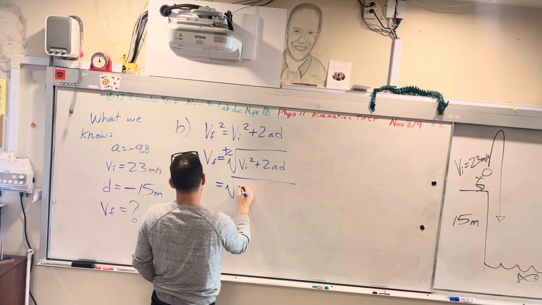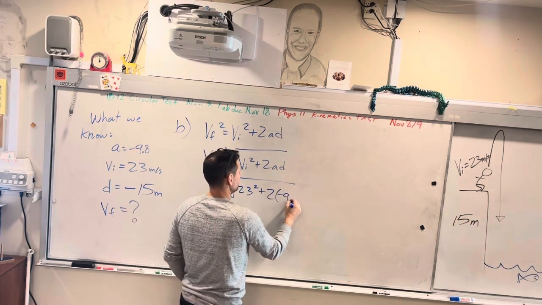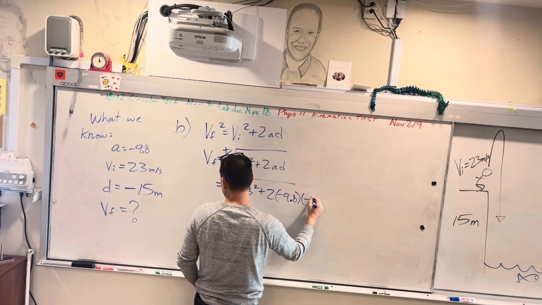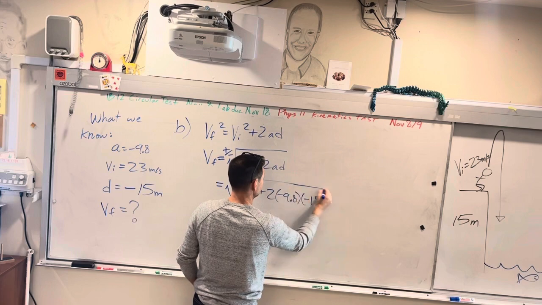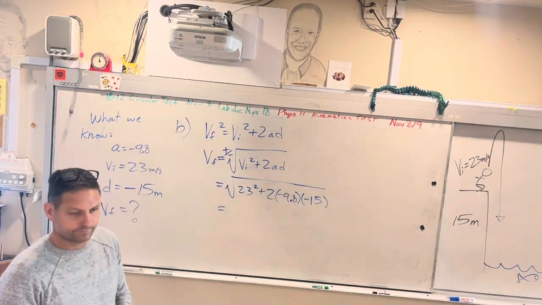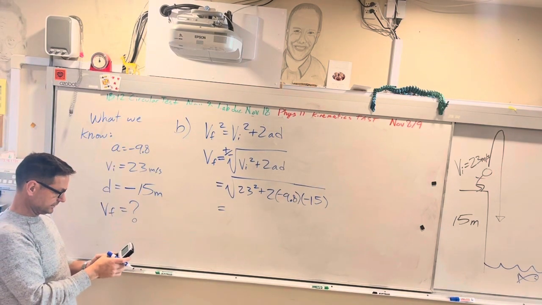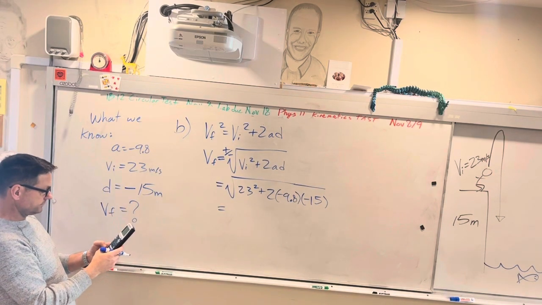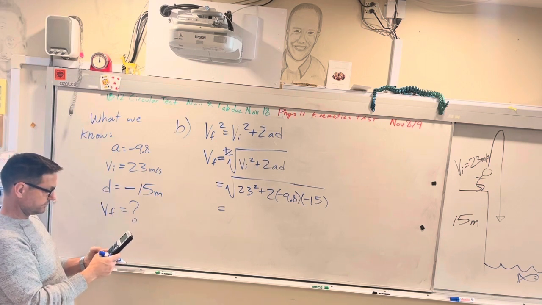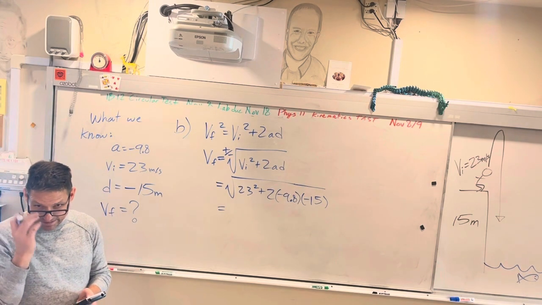and my VI was 23, and we have to square that, so negative 9.8, but that's okay because my displacement is negative as well. That's a big mess. Somewhere around 29.